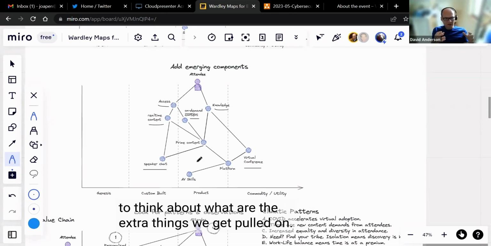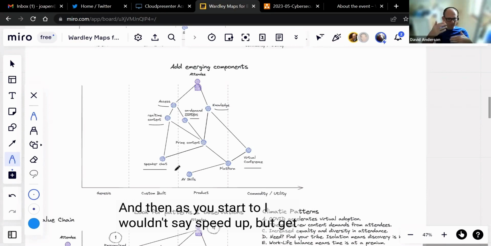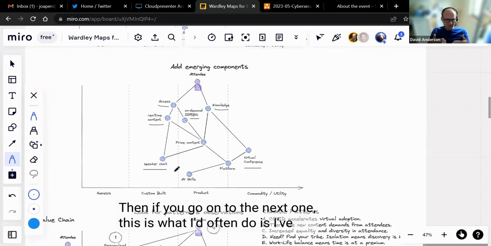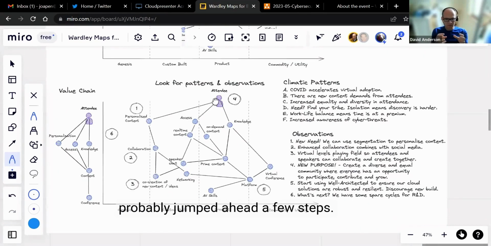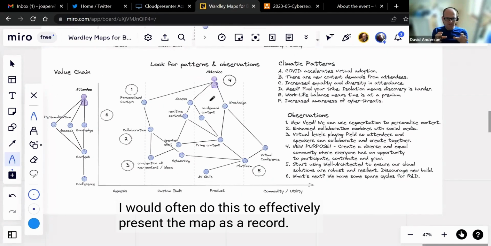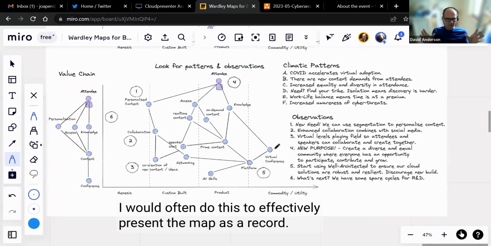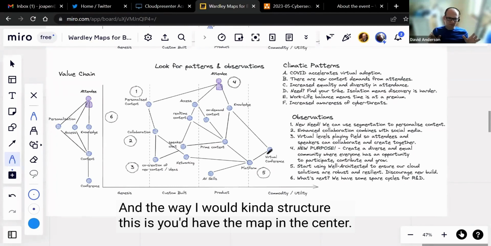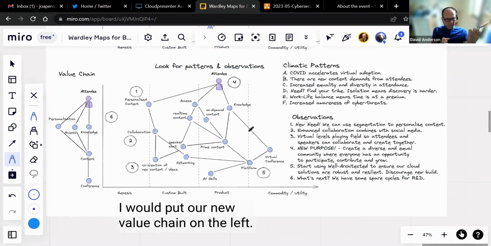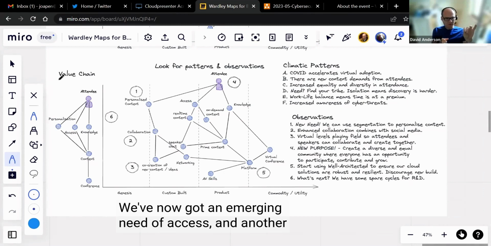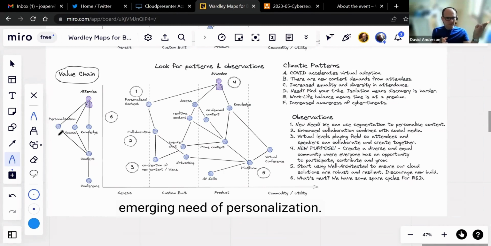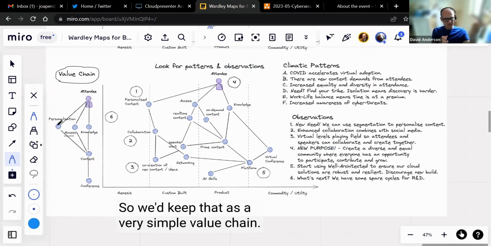Just because you start to think about what are the extra things we could bolt on. And then as you start to, I wouldn't say speed up, but get more into the mapping session, if you go on to the next one, this is what I'd often do. I've probably jumped ahead a few steps. I would often do this to effectively present the map as a record. The way I would structure this is you'd have the map in the center. I would put our new value chain on the left. So we've got an attendee. We've now got an emerging need of access and another emerging need of personalization. So I'd keep that as a very simple value chain.